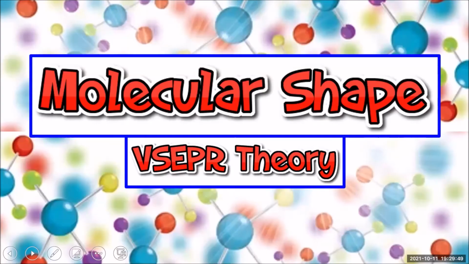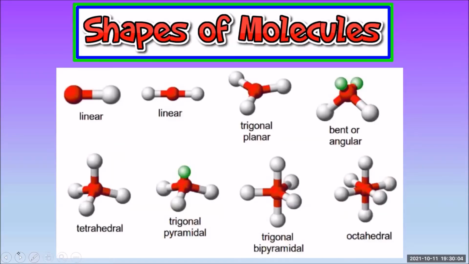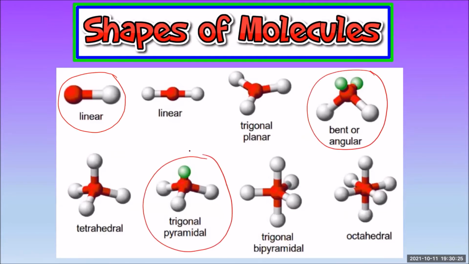Today we are going to be learning about the valence shell electron pair repulsion theory. In this video we're going to stick to molecules in which the central atom has an octet. Molecules come in many different shapes. The shapes we will discuss today are linear, the diatomic type, V-shaped or bent, trigonal pyramidal, and tetrahedral.